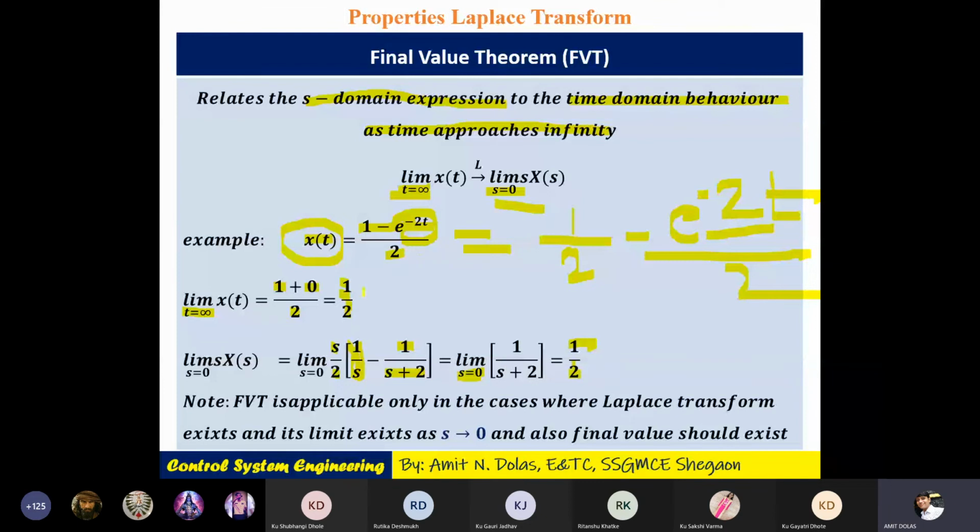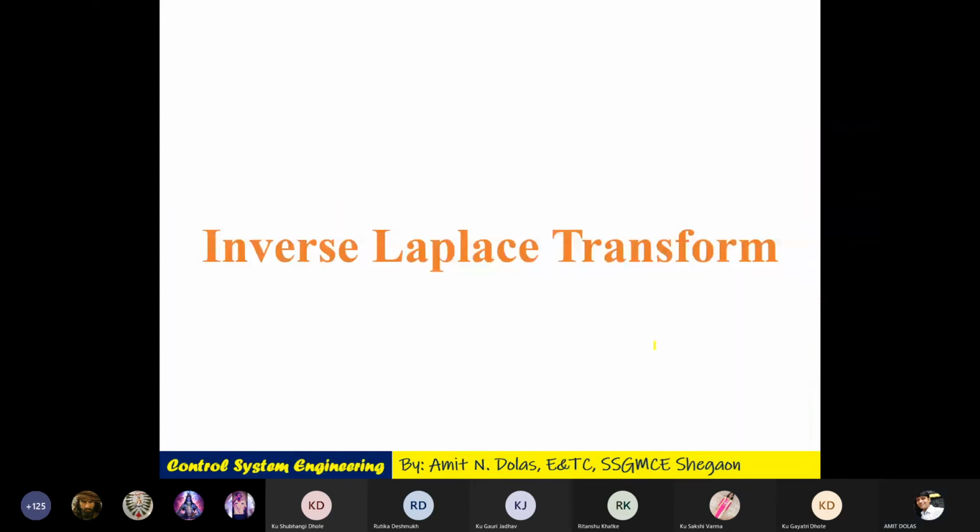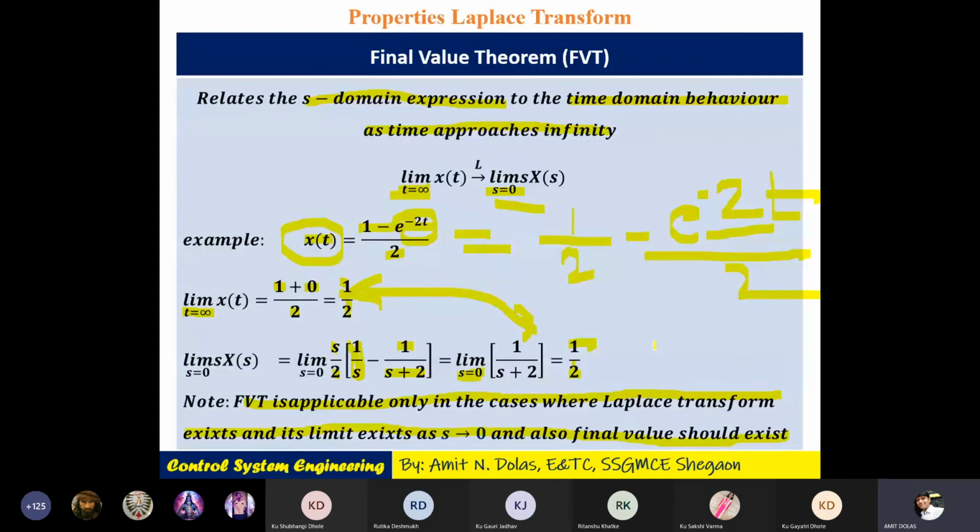You can see these values are the same, but the action is reverse. If time is 0, then s is infinity. If time is infinity, s is 0. So the final value theorem is applicable only in cases where the Laplace transform exists and its limit as s is equal to 0 also exists. So this is all about the properties and theorems of the Laplace transform.